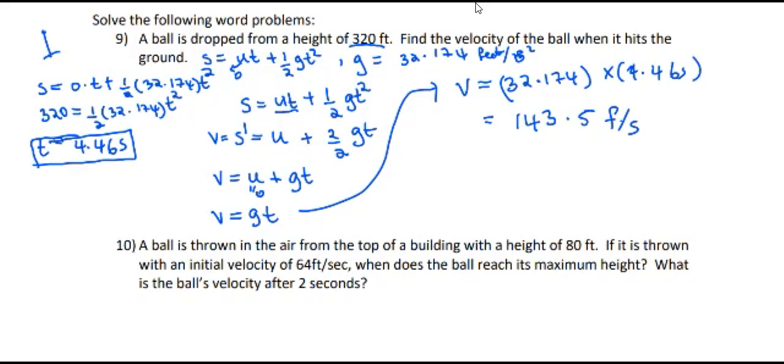And so this makes sense if you think about it this way. The ball starts from rest, and after 1 second, its speed increases to 32.174. After 2 seconds, it increases to 2 times this, and so on. So after about 4.5 seconds, the speed will be 143.5.